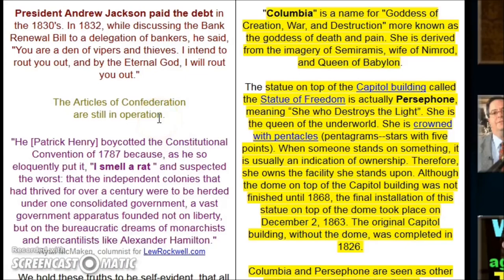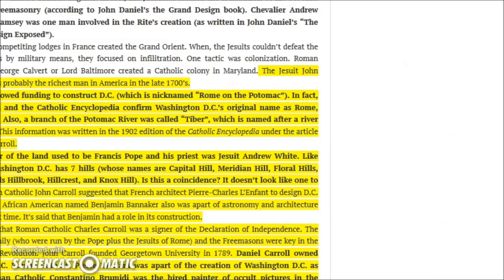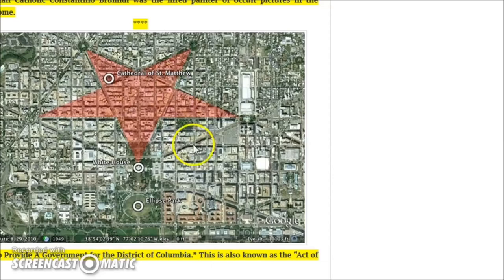So Columbia is a name for the goddess of creation, war, and destruction, more known as the goddess of death and pain. Wonderful. She is derived from the imagery of Semiramis, wife of Nimrod and queen of Babylon back in the Egyptian days. The statue on the top of the Capitol building, called the Statue of Freedom, is actually Persephone, meaning she who destroys light. She is the queen of the underworld. She is crowned with pentacles and pentagrams and stars with 5 points. And let's go back quick over here, and you can see Washington, D.C., laid out by L'Enfant, the Roman Catholic, in the shape of the pentagram.